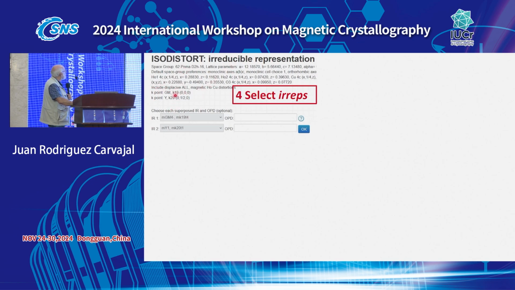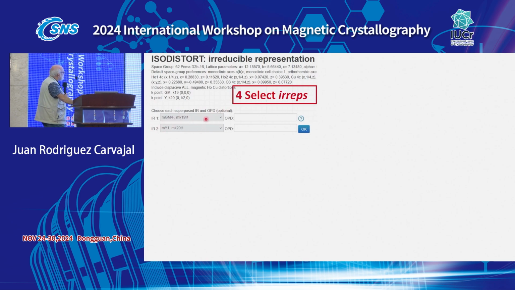This is the Kovalev notation, K19000. K point is Y, K20 in Kovalev. And then you see choose if superpose irreducible representation and order parameter. This is optional. Normally you never click here. You just say OK, and you will see now the different order parameters, directions.